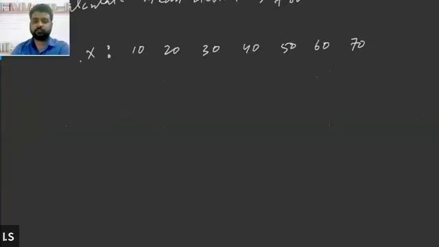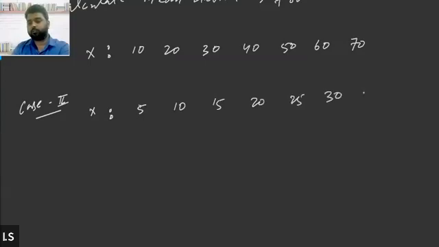Let's take a case second also. It will be about the discrete series. X is 5, 10, 15, 20, 25, 30, and 35. And frequency will be there. Frequency is 6, 5, 4, 3, 2, 3, 1.